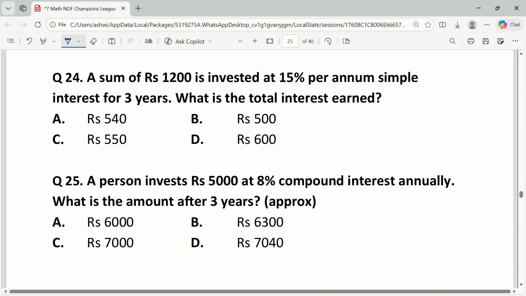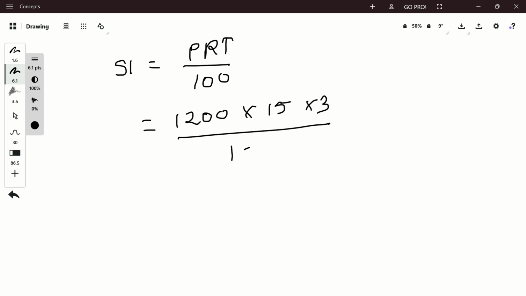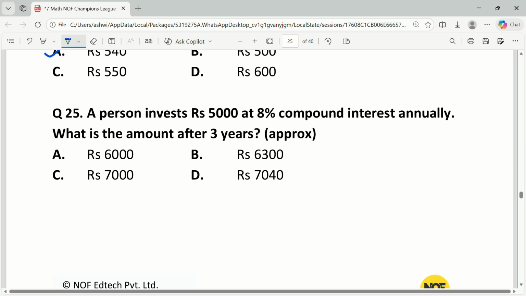Question 24. A sum of rupees 1,200 is invested at 15% per annum simple interest for 3 years. What is the total interest earned? The formula for simple interest is equal to PRT upon 100. Substituting the values, we have 1,200 into 15 into 3 upon 100, that is 540. Comparing with the given options, the answer is A, 540.